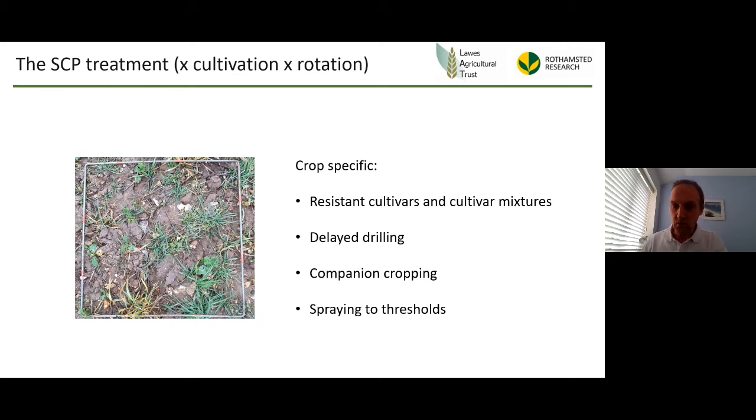We're looking at choice of cultivars, cultivar mixes, delayed drilling for blackgrass control, companion cropping for flea beetle control, and spraying to thresholds. And as well as looking at the impact on the pests, weeds and diseases, we're looking at pesticide use and the economics of those approaches as well.